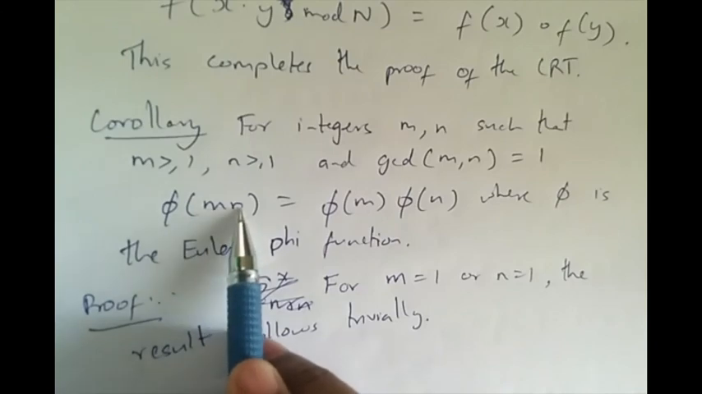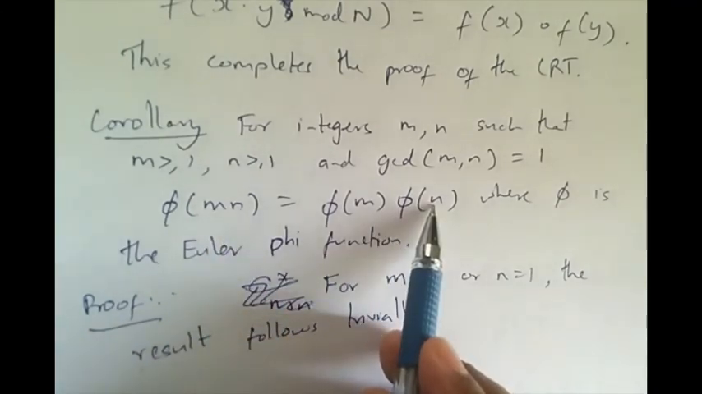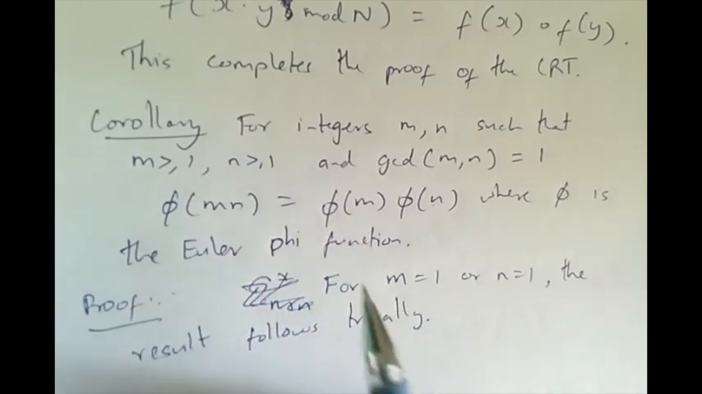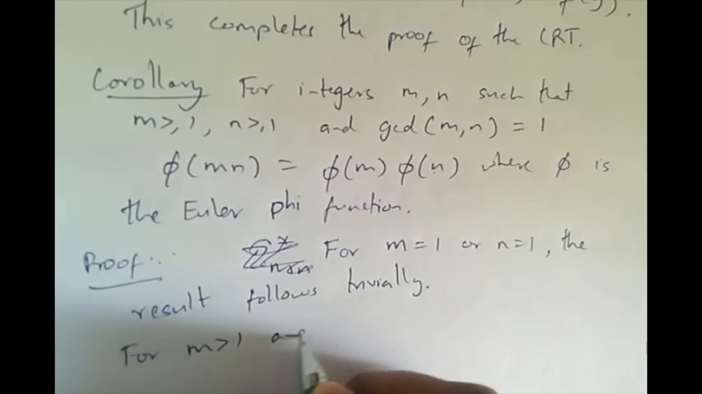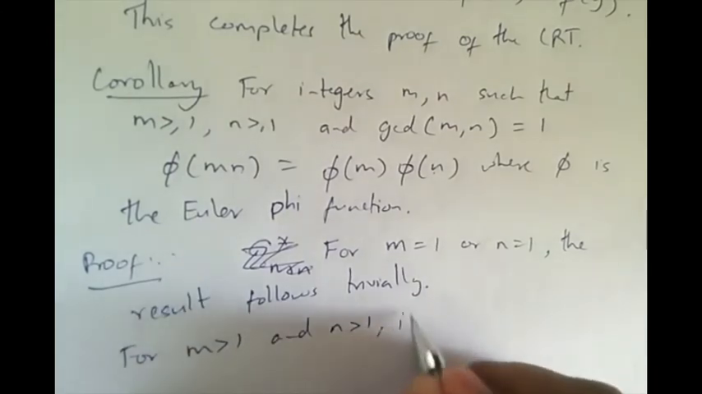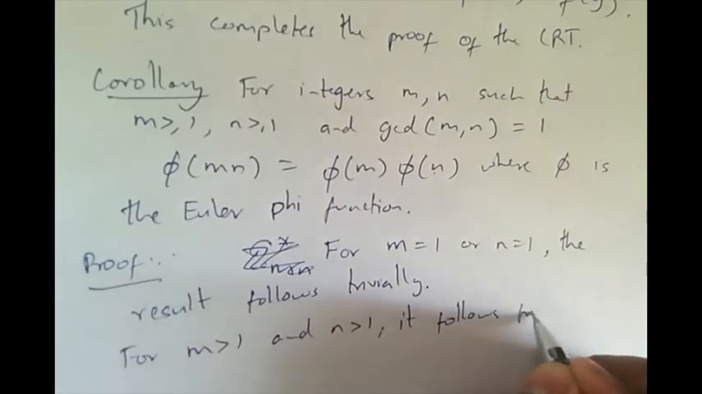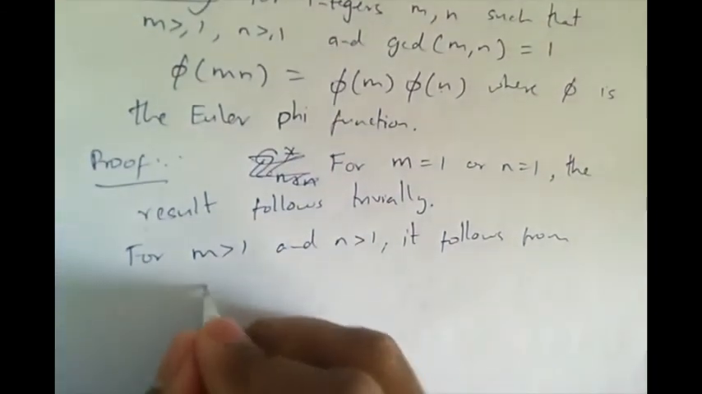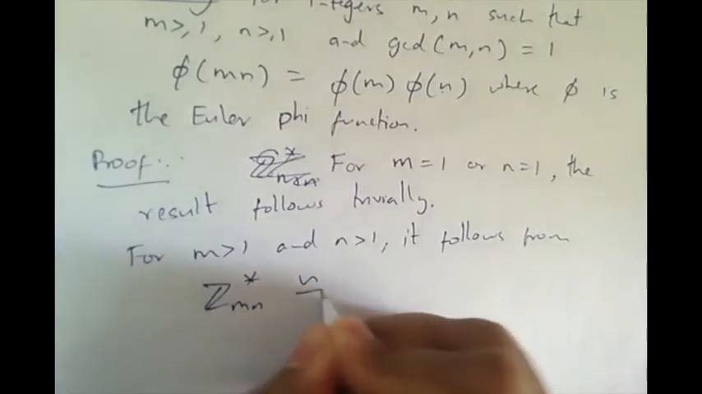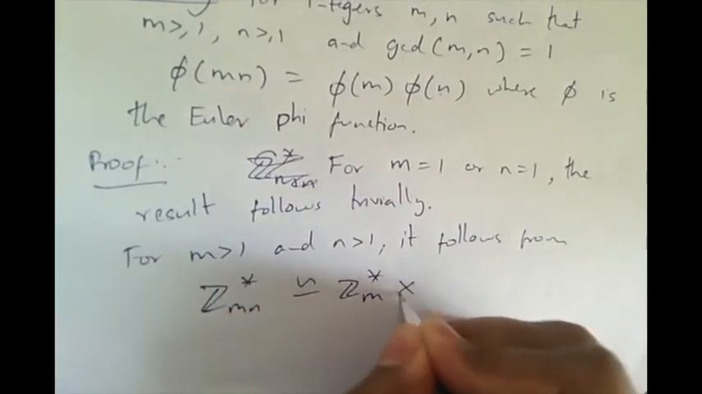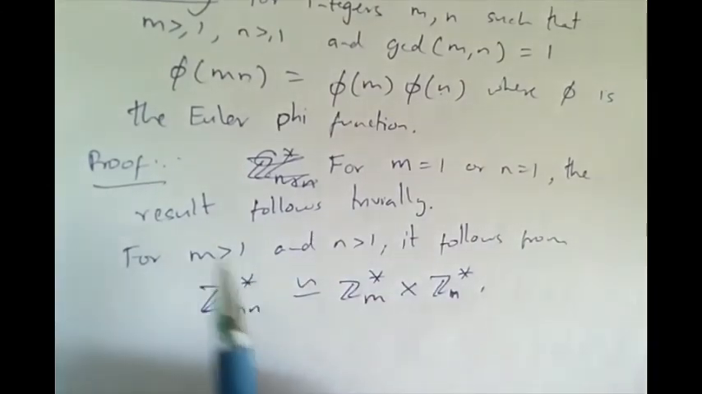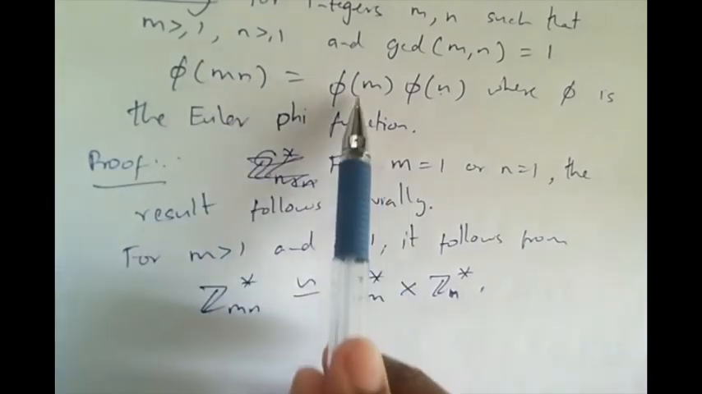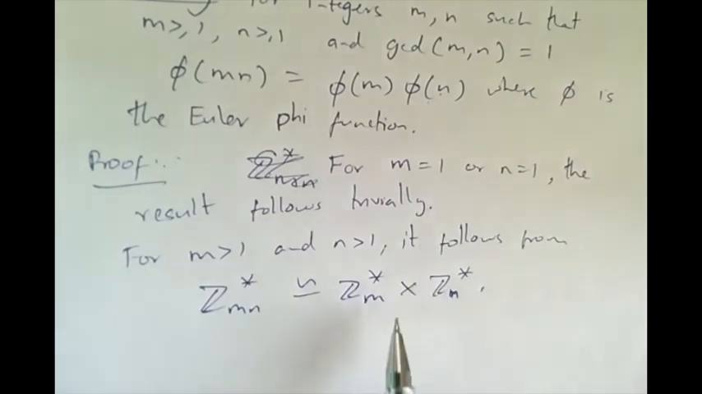Because if n equals 1, you just have phi of m, and phi of 1 is 1, so phi of m is equal to phi of m. So it follows trivially. But for both m greater than 1 and n greater than 1, it follows from the Chinese remainder theorem. Because the cardinality of this is phi of mn, the cardinality of this is phi of m, the cardinality of this is phi of n, and the cardinality of this is just the product, because it's a Cartesian product.